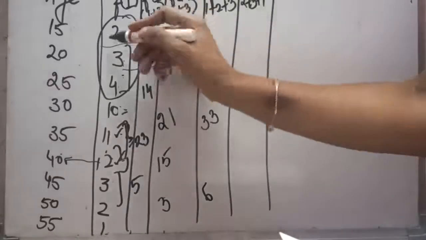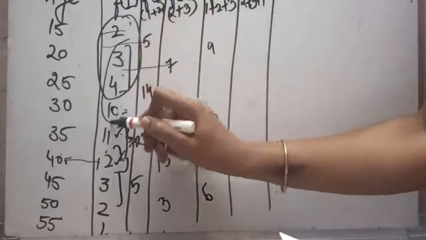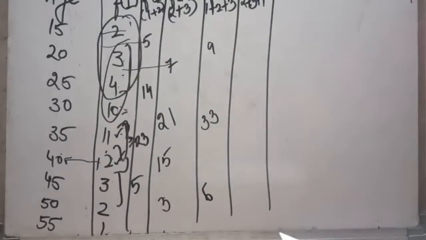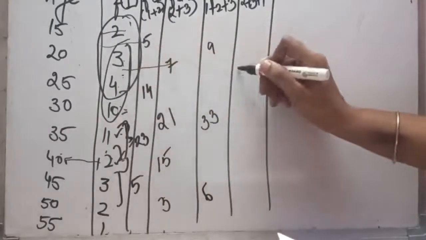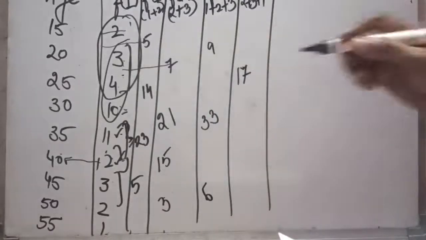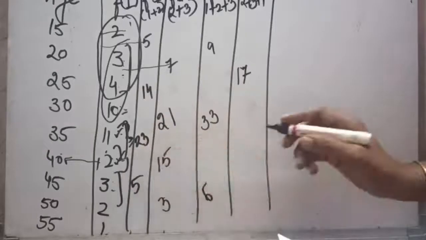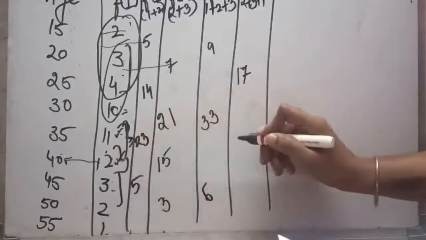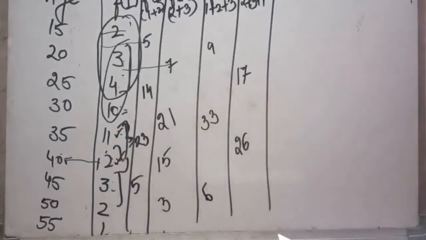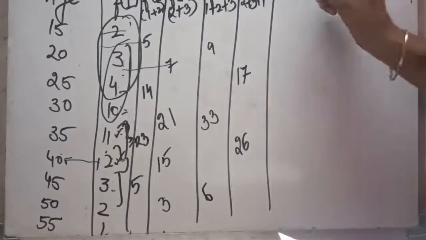Again, frequency number 5 is 2 plus 3 plus 4. Here we ignore the first element and take the other 3 into consideration. So 3 plus 4 is 7, plus 10 is 17, which goes in the middle. Next is 11, 12 and 3, that is 26, so it will be here. In the last we are left with 2 items, so we will not add them.